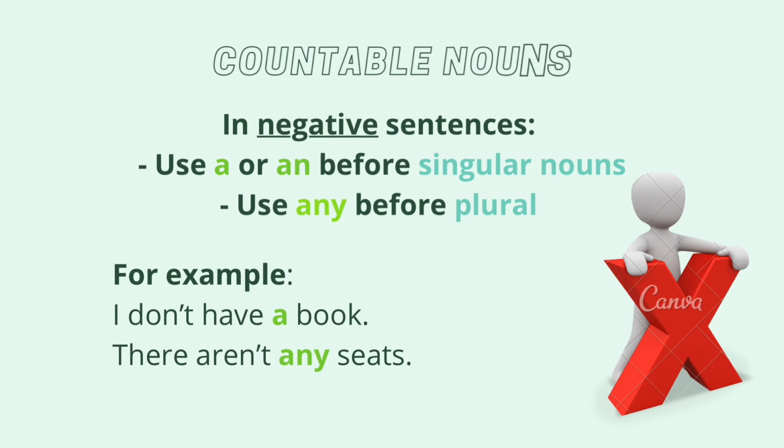In negative sentences, we use a or an before singular nouns, but we use any before plural. For example, there aren't any seeds.